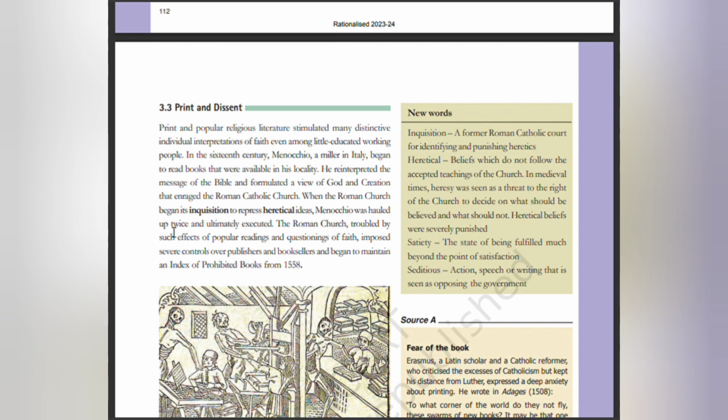The Roman Church, troubled by such effects of popular readings and questioning of faith, imposed several controls over publishers and booksellers and began to maintain an index of prohibited books from 1558.